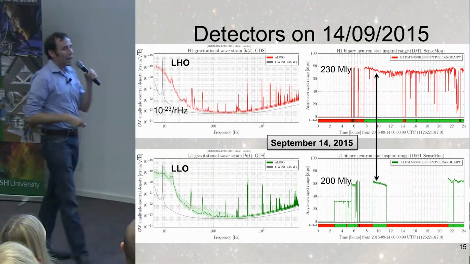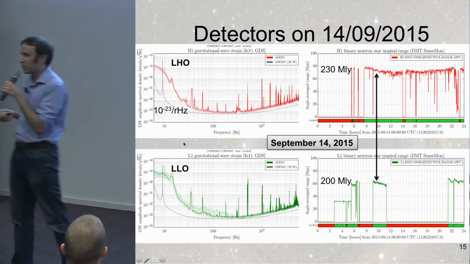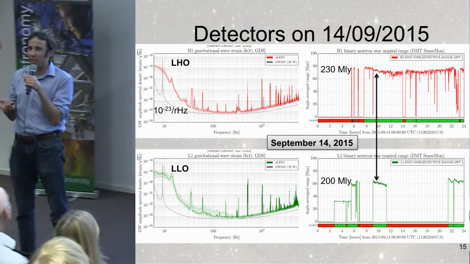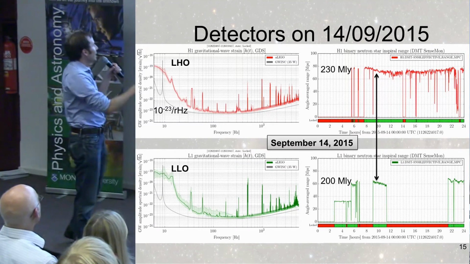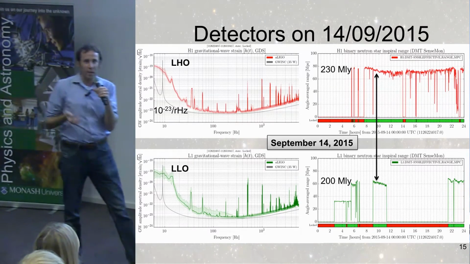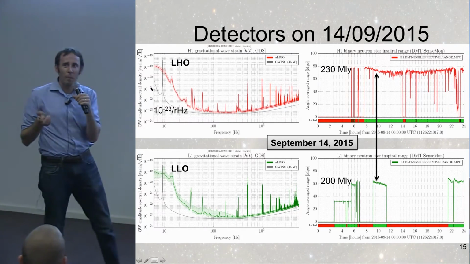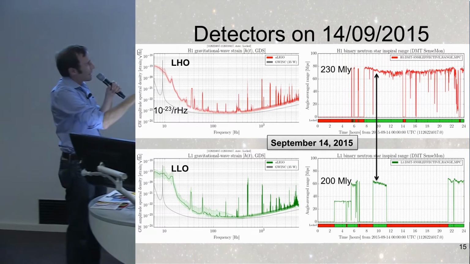On the left-hand side of this slide, you can see the strain noise curves that these two detectors were measuring at about the time that this event took place. And Yuri showed us a slide a moment ago showing that we needed to get down to strains of 10 to the minus 21 or thereabouts. And at this particular moment, we had excellent strain sensitivity.